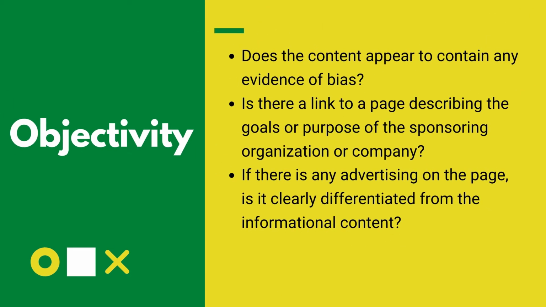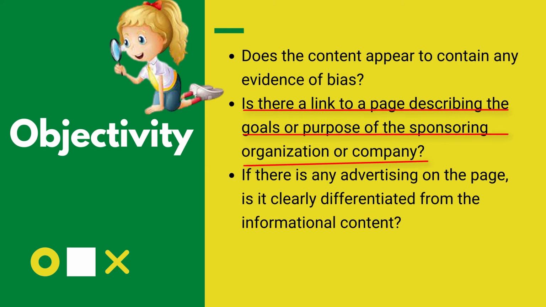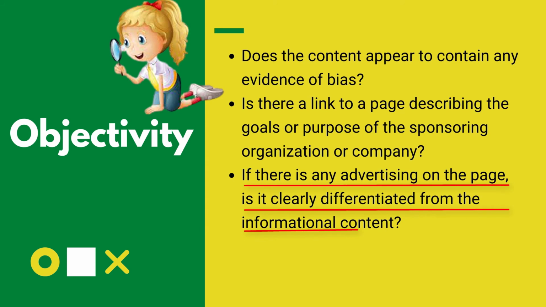Related to this is the objectivity of the page or the resource. Determine if the page is masked for advertising. If so, information might be biased. Verify if the page provides accurate information with limited advertising and it is objective in presenting the information. Questions you should ask yourself: does the content appear to contain any evidence of bias? Is there a link to a page describing the goals or purpose of the sponsoring organization? If there is any advertising on the page, is it clearly differentiated from the information content?